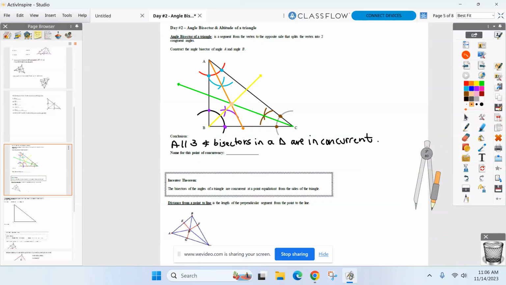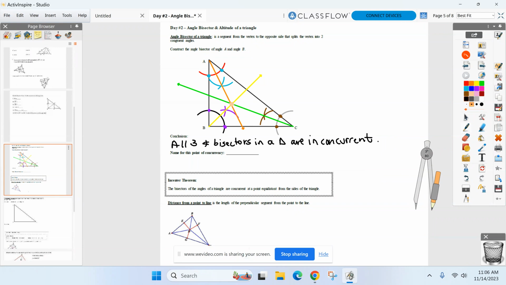So wow, now we just added angle bisectors to perpendicular bisectors. So now there's two sets of lines, right? Two types of lines that are concurrent. Perpendicular bisectors and now angle bisectors. Yesterday, what did we call that point of concurrency with the perpendicular bisectors? That was called the circumcenter.